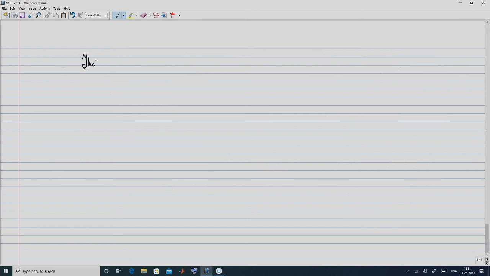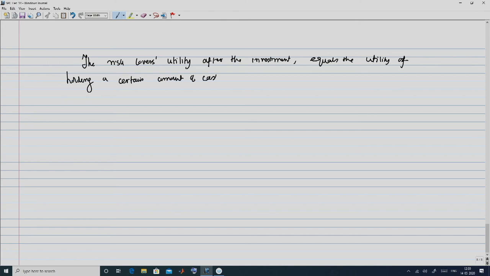So, now we start off with the notion of certainty equivalent. For the risk lover, the certainty equivalent in this case will be defined in a similar way. The risk lover's utility after the investment equals the utility of holding a certain amount of cash, namely the certainty equivalent. So, that means in this case the risk premium, which again is denoted by phi W naught of Z tilde, is equal to E of W tilde minus CE, which is less than 0.